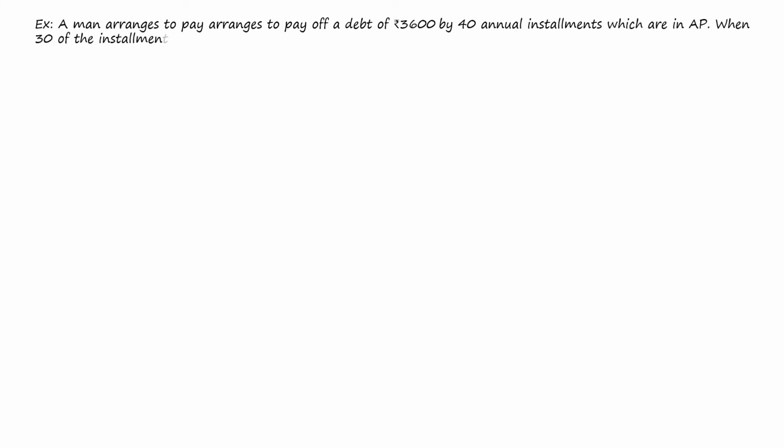Let's see another example. A man arranges to pay off a debt of rupees 3,600 by 40 annual installments which are in AP. When 30 of the installments are paid, he died, leaving 1/3 of the debt unpaid. Find the value of the 8th installment. Let's go for solving it.